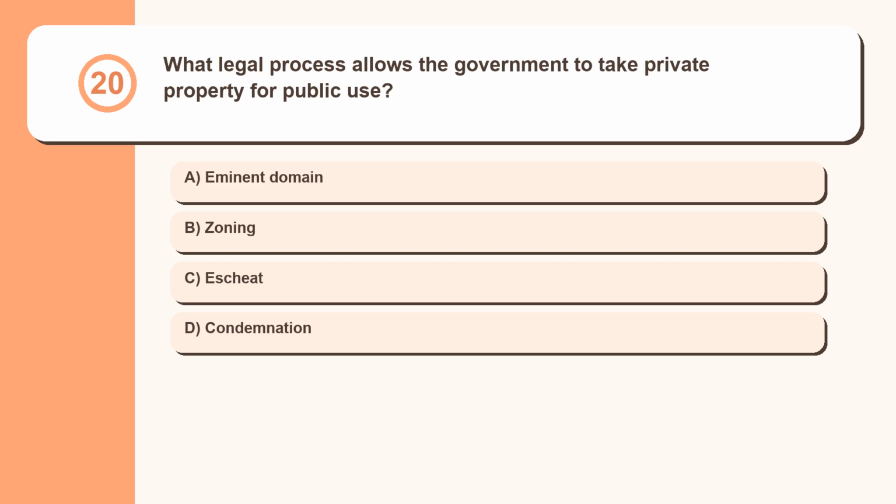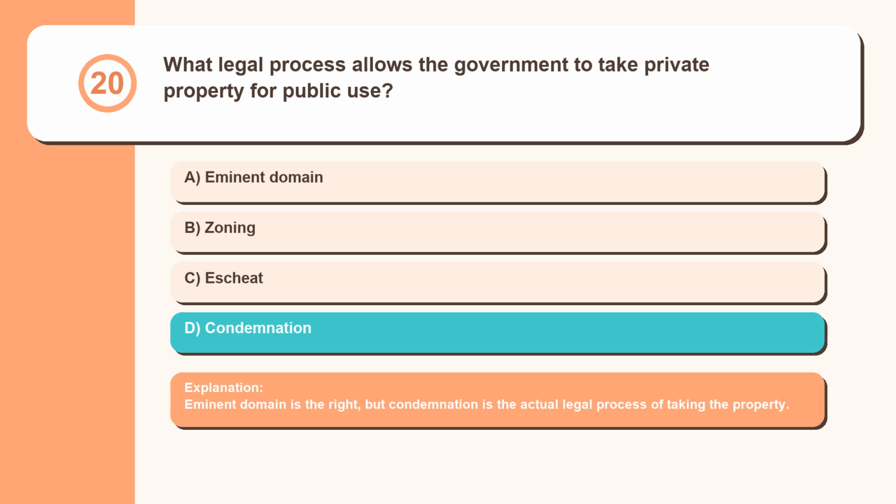Question 20. What legal process allows the government to take private property for public use? Eminent domain, zoning, escheat, condemnation? Eminent domain is the right, but condemnation is the actual legal process of taking the property.